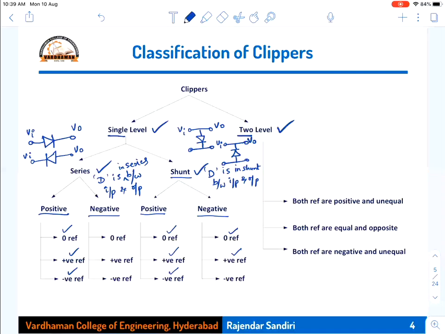The next type of clippers is two-level clippers. Two-level clippers means two levels we indicate, and above them the signal will be clipped off. Both levels can be positive, or both levels can be negative, or both are equal and opposite. Three possible cases you will get. Both sides, the positive side as well as the negative side, the clipping takes place. Then we call them two-level clippers. Whereas in single-level clippers, the clipping takes place only on the positive side or the negative side for a given circuit, but it will not do both clippings.